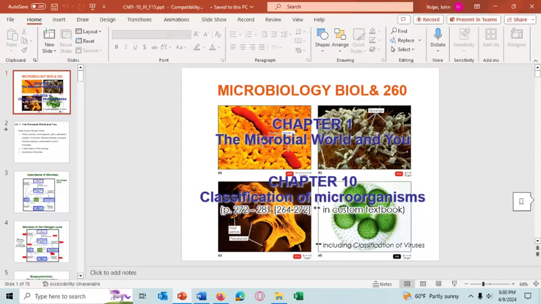All right. Microbiology, chapter 1 includes the microbiology world and you, which is chapter 1, and chapter 10. I've got the reading for chapter 10 for the current version of the textbook on the left, and actually for the second version of the textbook made for Clark College. That's the second version, right here, in the custom textbook.